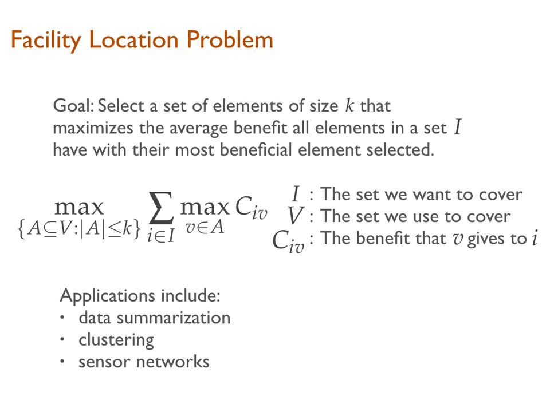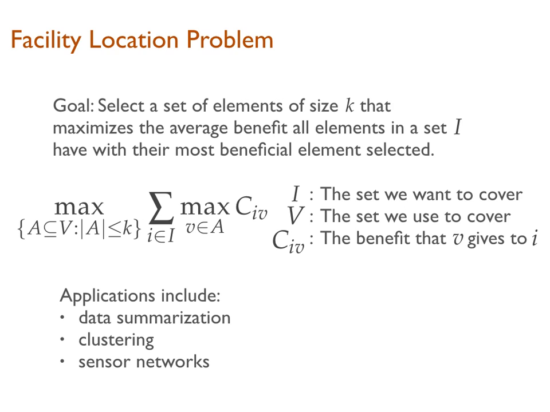In this paper we study a version of the facility location problem, where the goal is to select a set of elements that cover some larger set. Given a benefit between elements, we want to select a set of size k that maximizes the average benefit received by every element and its most beneficial element selected.